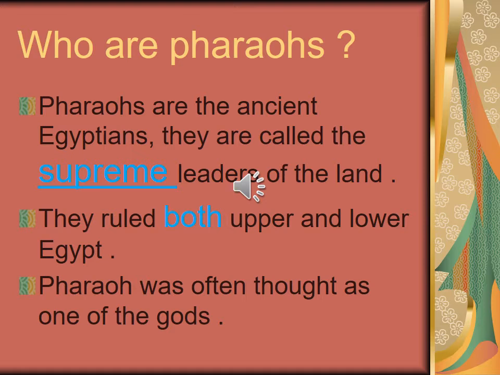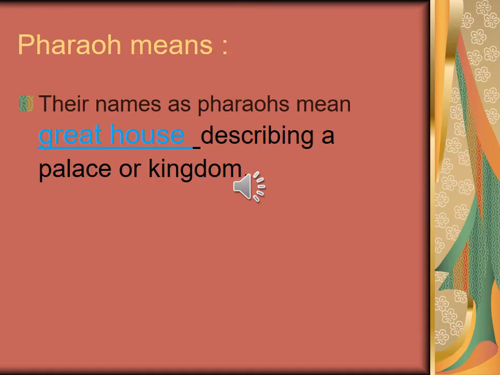What is the meaning of supreme? Supreme means the great leaders of the land. And they ruled both Upper and Lower Egypt. People during this time considered pharaohs as gods, as a pharaoh was often thought of as one of the gods. Do you ask yourself, who is a pharaoh, or what does it mean? The name pharaoh means a great house, describing a palace or castle or a kingdom.